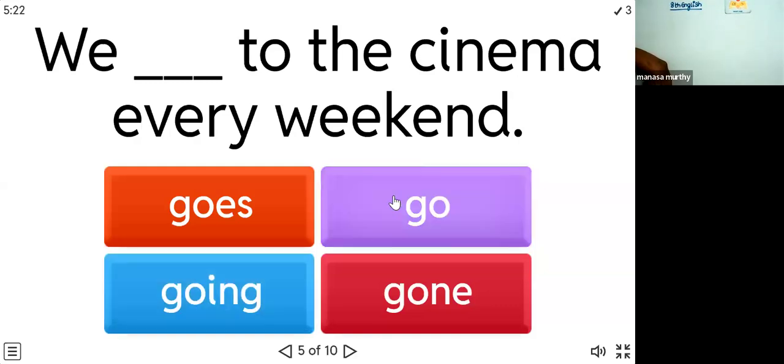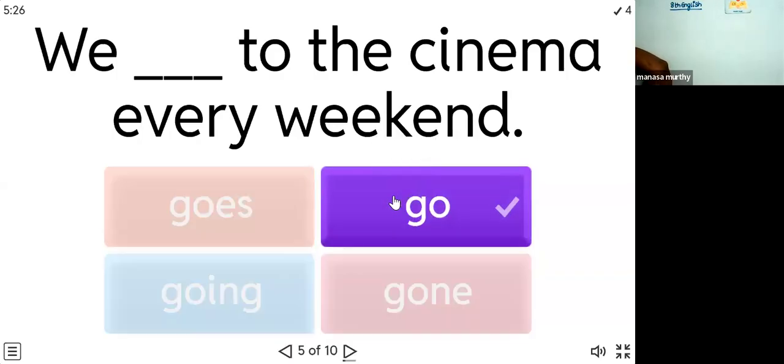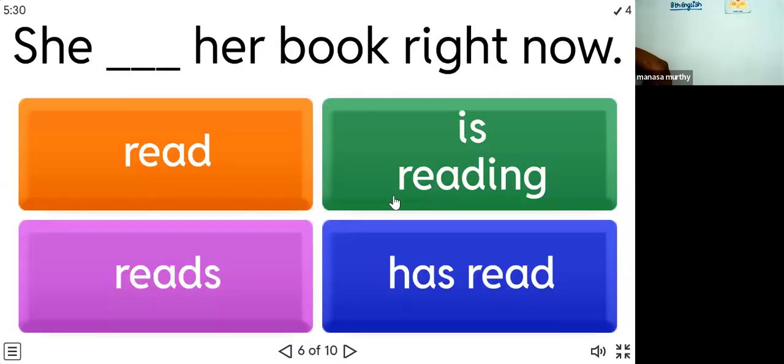We go. When the subject is we, we use the verb in its base form. We go. If at all the subject was she, we would have used goes. When it comes to we, the verb would be in its base form without s or es.